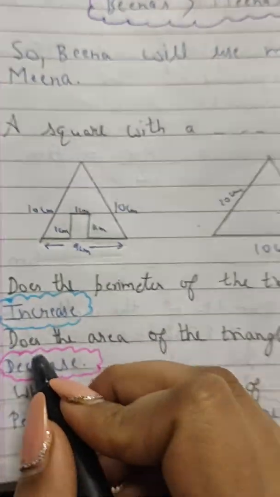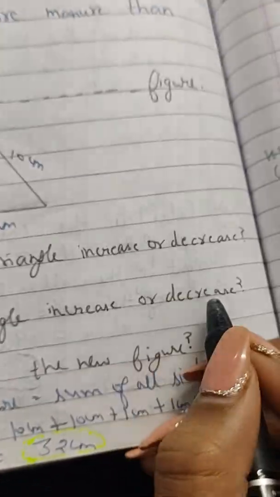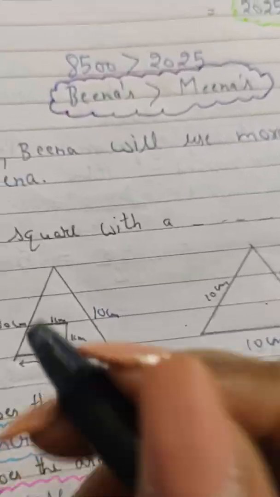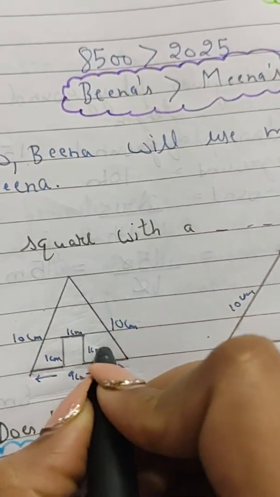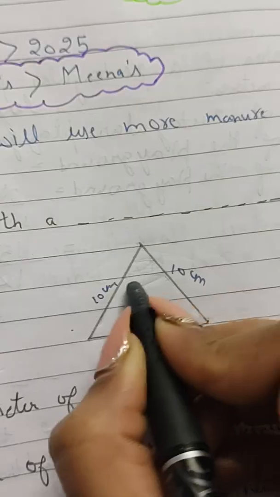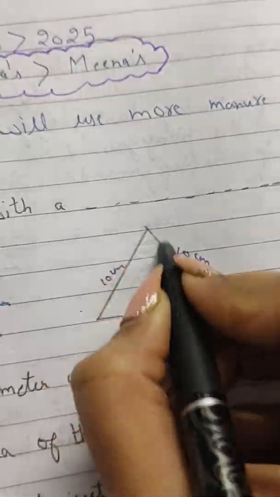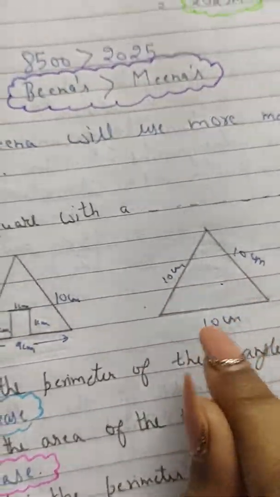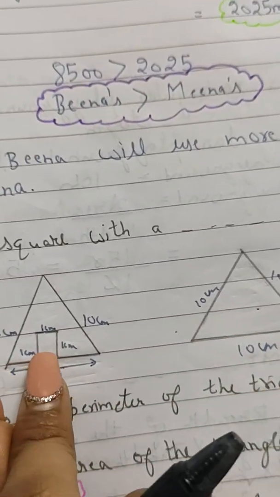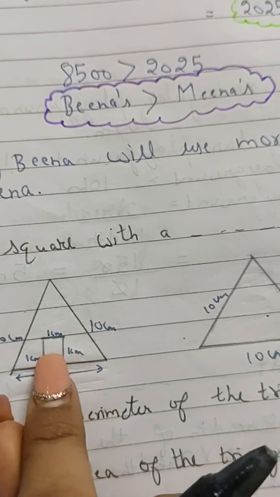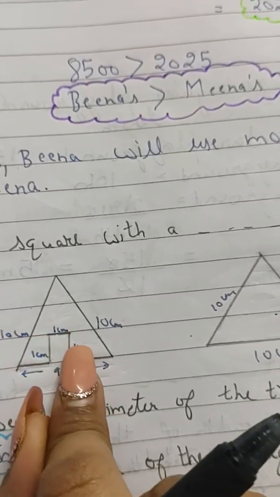Now he asks, does the area of the triangle increase or decrease? When we are talking about area, it means that you are covering the whole part. This is the whole area we are talking about. As you can see, this triangle is reduced by this square of 1 centimeter square.